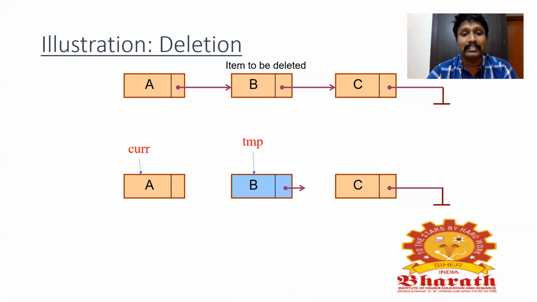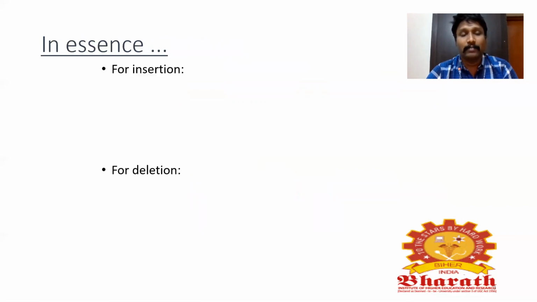As you can see, this is the B element which will be deleted. The link has been created from A to C. So now B is deleted. So this is how the whole process is done. Apart from it, what are the essences of insertion and deletion?